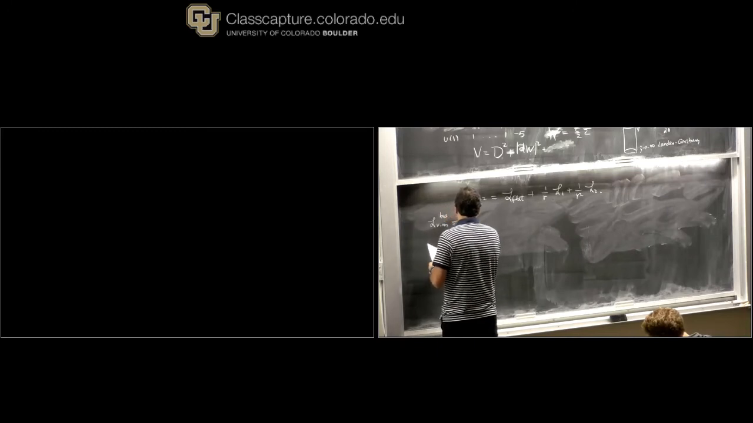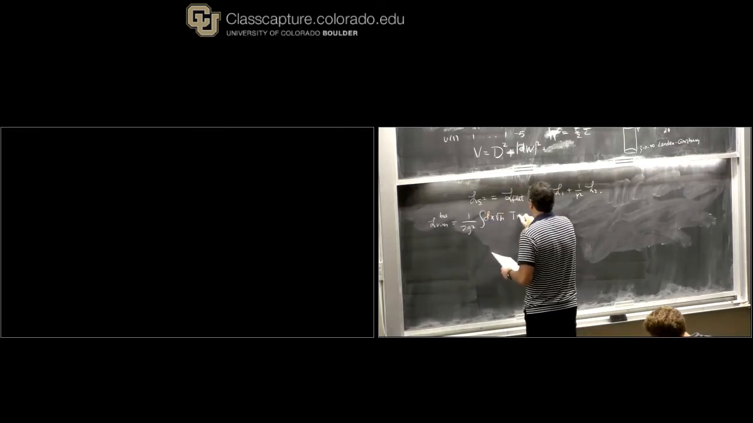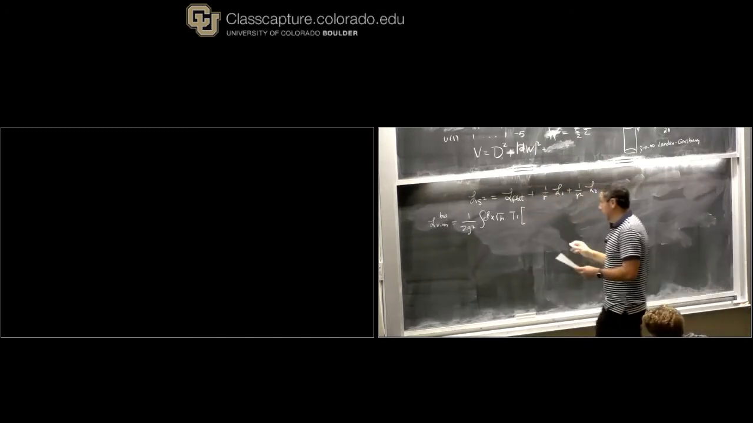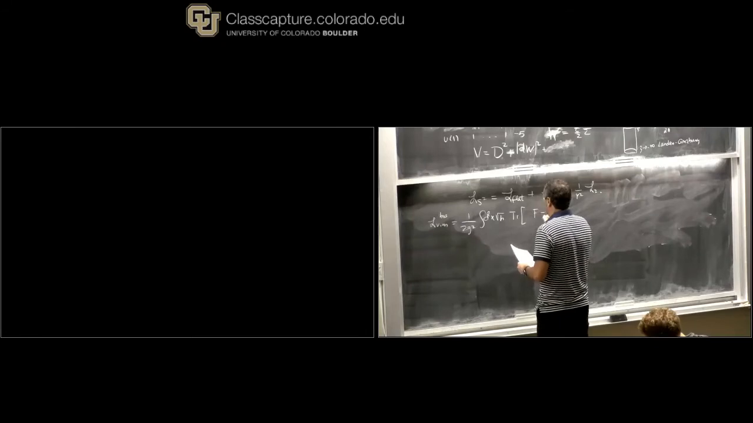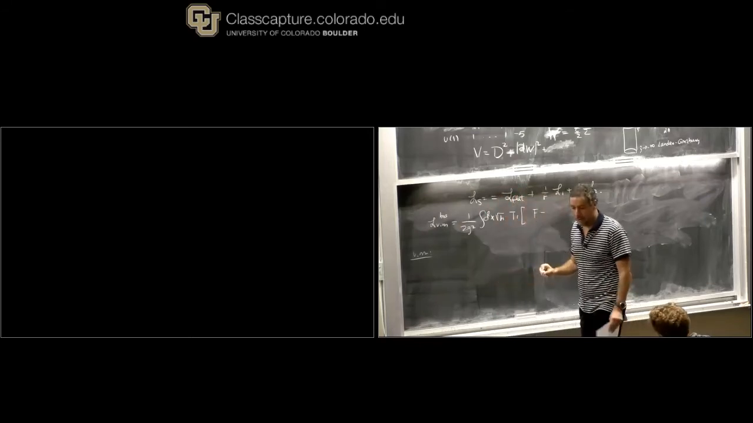So you have 1 over 2 g squared, with this Yang-Mills coupling, the integral over space-time. This is the metric on the two-sphere. And I'm going to write it already in a suggestive way for later. So I have F. Okay, so the vector multiplet is a dimensional reduction of the four-dimensional N=1 vector multiplet.